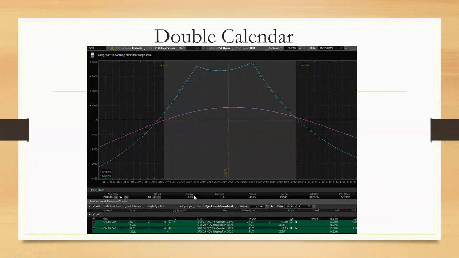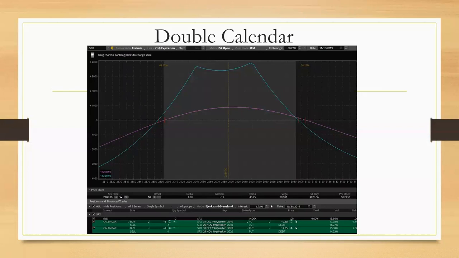Chart, I'm looking at this line down here. Well, he's not seeing the whole thing, but this is the price slices down below the graph. There we go. So I'm looking at this number here, delta, and this number here, theta. And these are composite numbers.